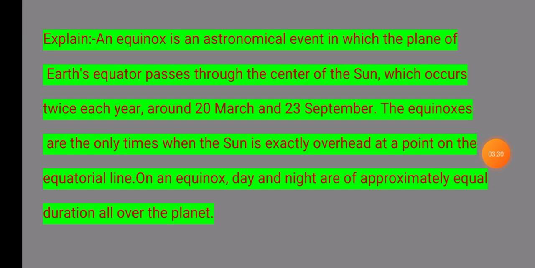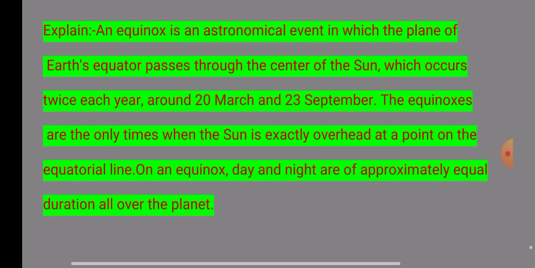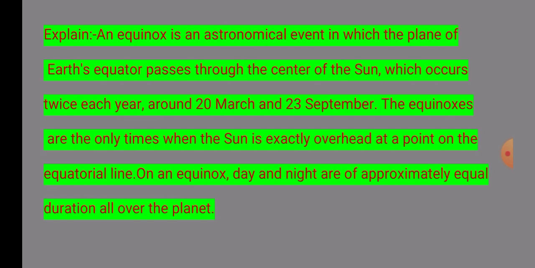Question 114, explanation: an equinox is an astronomical event in which the plane of the earth's equator passes through the center of the sun, which occurs each year around 20 March and 30 September. The equinox is the only time when the sun is exactly overhead at the equatorial line. On the equinox, day and night are approximately equal in duration all over the planet. Next question.